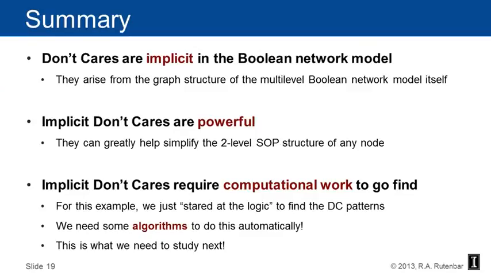So here's a summary of where we are in this implicit don't cares story. Don't cares are implicit in the Boolean network model. They arise from the graph structure of the multi-level Boolean network itself. Implicit don't cares are powerful. I'm going to put an exclamation point by that. They can greatly help simplify the two-level SOP structure of any node. But implicit don't cares require computational work to go find. For this example, we just stared at the logic to find the don't care patterns. It is clear that we cannot do that. There's got to be an algorithm, and that's what we're going to do next. We need algorithms to do this automatically. So let's go look at how we can use all the nice computational Boolean algebra that we learned at the beginning part of the course to actually pull these don't cares out.